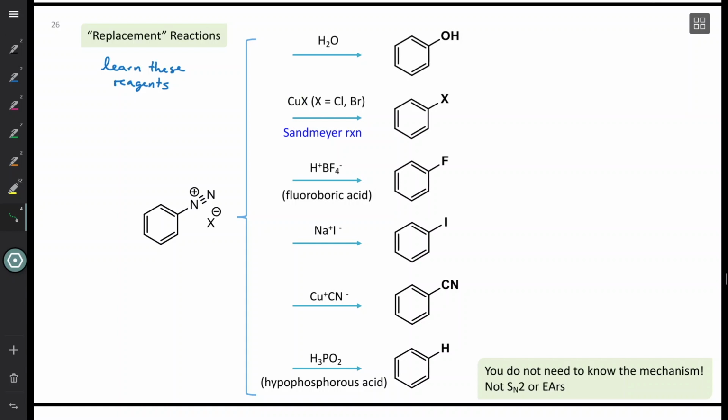And then, if you want to introduce fluorine and iodine, remember we were not able to do this before. These are new. Also, you can add a cyano group directly onto benzene. And then if you wanted to get rid of your diazonium, hypophosphorus acid will just give you back hydrogen and give you back your benzene. So basically these three we have not seen how to do before.